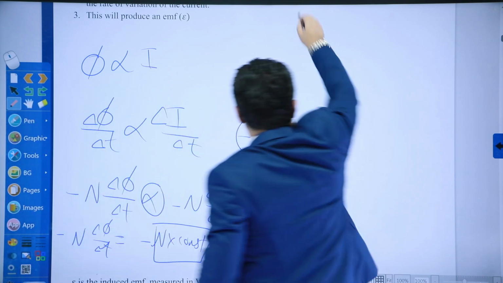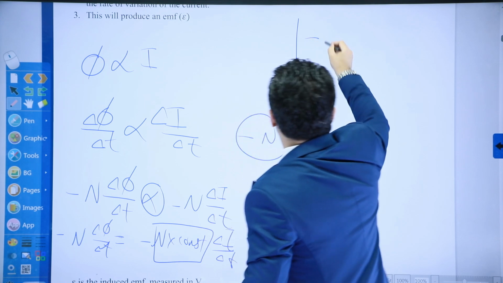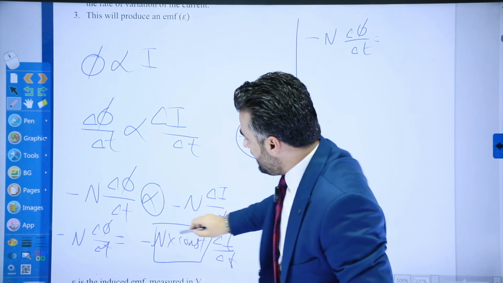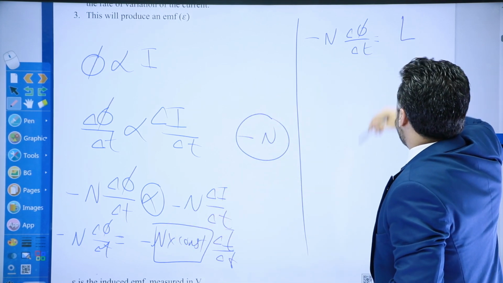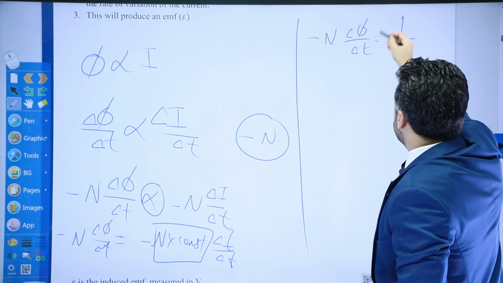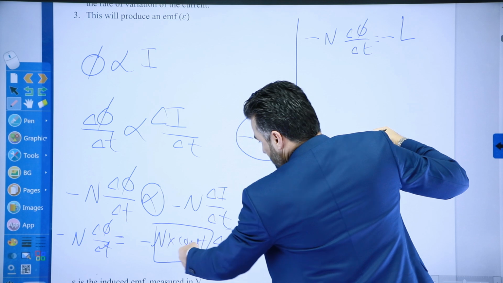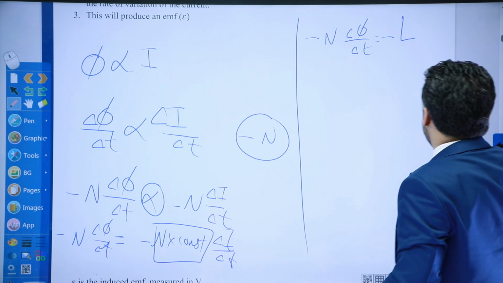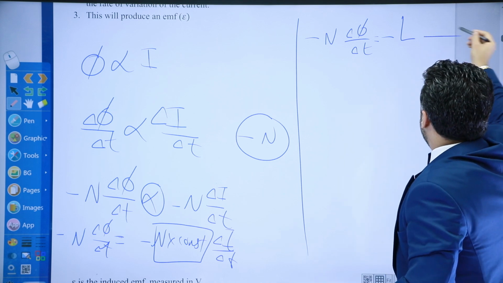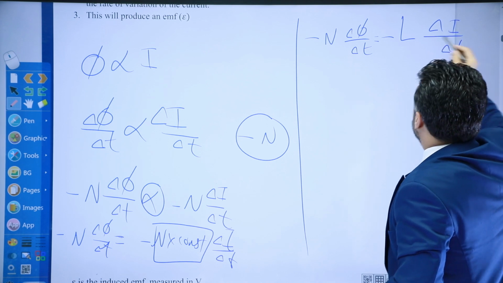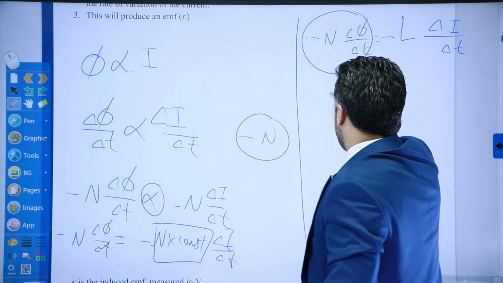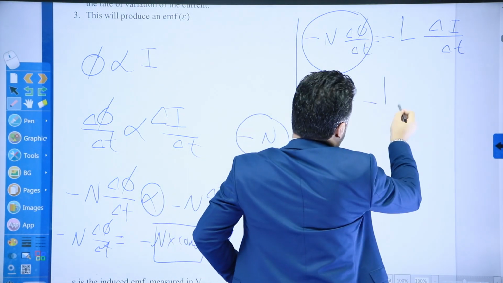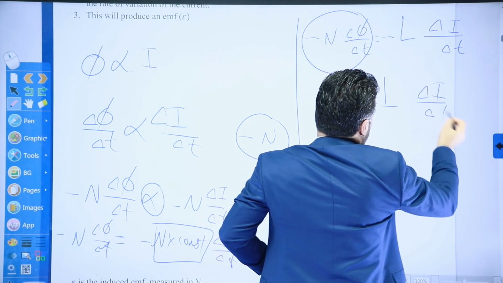So in this case, remember this, negative n delta flux, or change in the flux over the time. Instead of all this, we can have something else, let's say negative L. Remember this n times the constant. Now we're using this L here, which is basically the coefficient of self-inductance, multiplied by delta I over delta t. But you've already learned that this part equals to what? It equals to the electromotive force, correct?